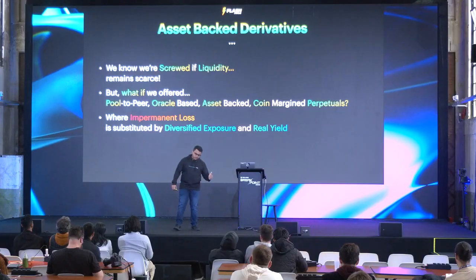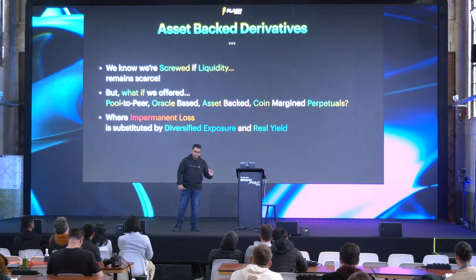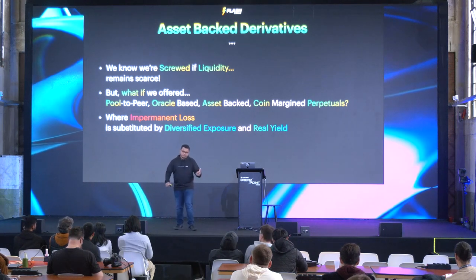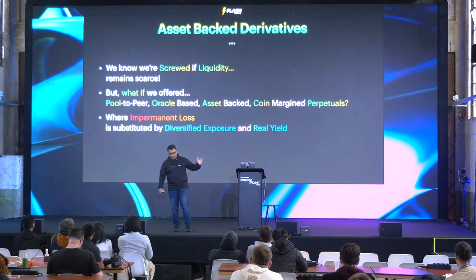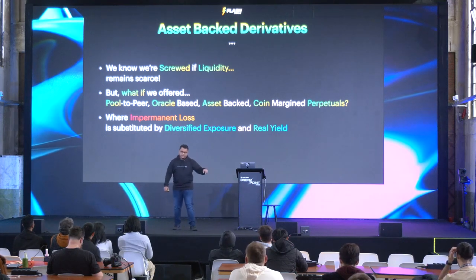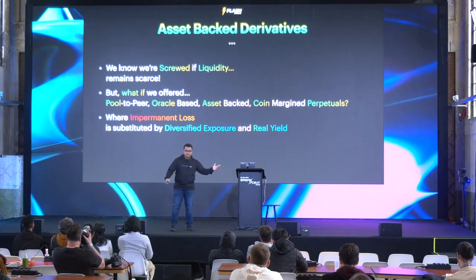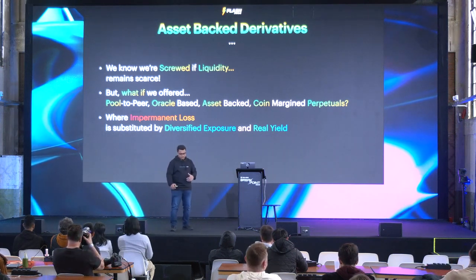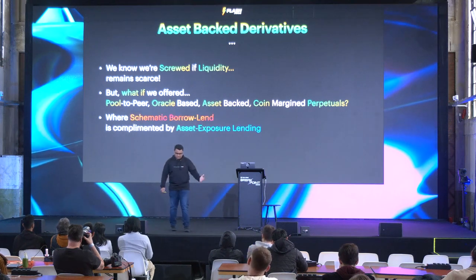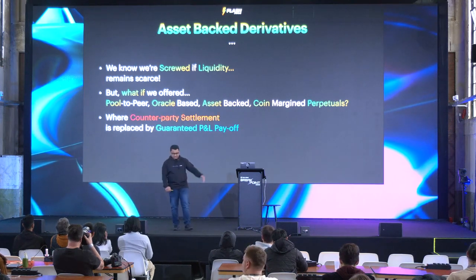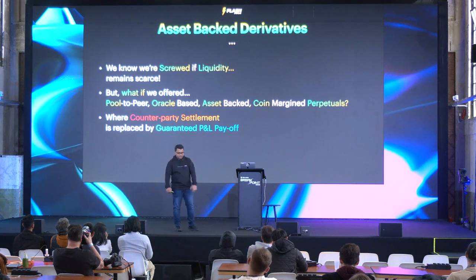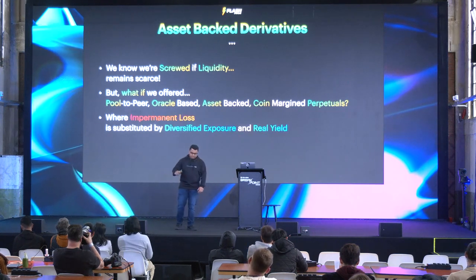And then could we replace or substitute impermanent loss with diversified exposure and real yield? How could this be done? By using a multi-asset pool which diversifies your exposure and earns you real yield by, again, lending exposure to assets and earning a fee. So, what if we had schematic borrow lend complemented by asset exposure lending, counterparty settlement replaced by guaranteed P&L payoff, and impermanent loss substituted by diversified exposure and real yield, just like GMX.